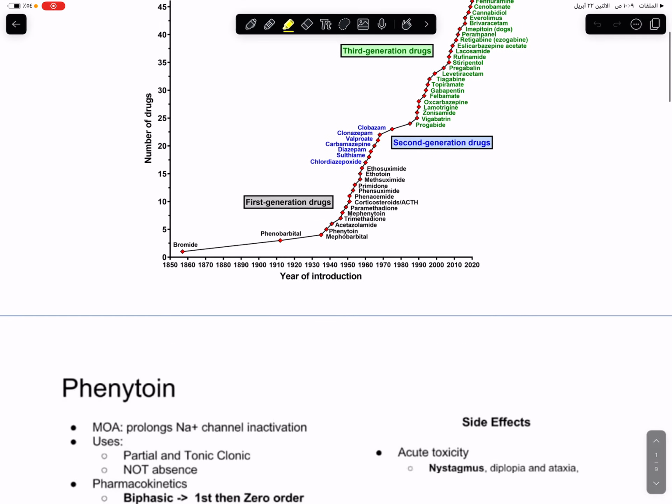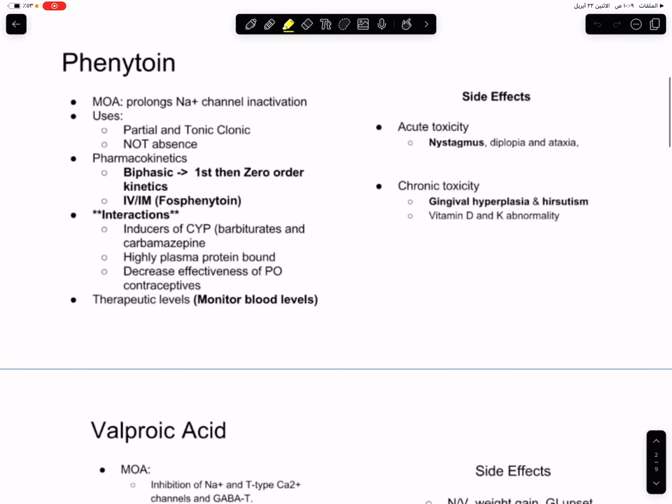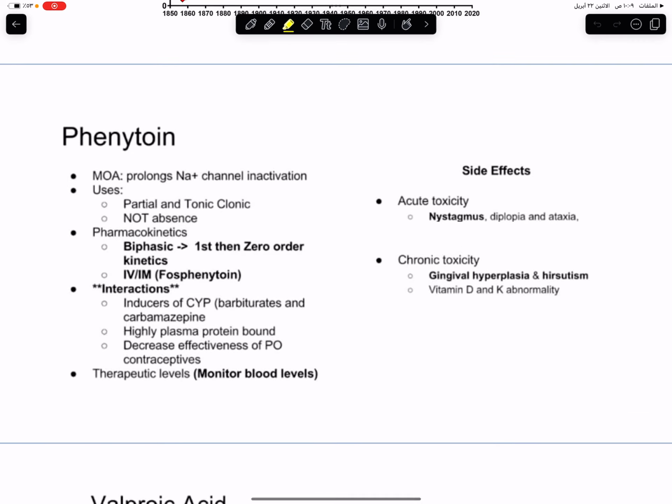The first one in this group is called phenytoin, and that is one of the oldest anti-epileptic drugs. The mechanism of action is that it prolongs the sodium channel inactivation. As sodium channels play an important role in the action potential, and the action potential starts the process of the seizures in the brain, it will delay the sodium channels, it will prolong the inactivation. So we can use it for partial as well as for tonic-clonic.